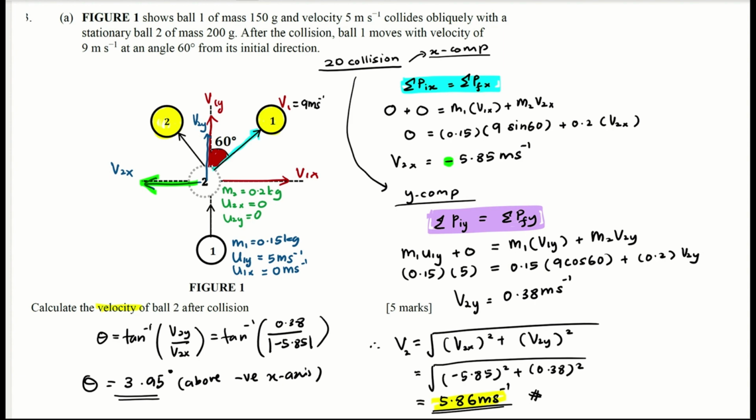Kenapa above negative x-axis? Sebab kat sini tadi V2 dekat sini, V2x. And then this is V2y. So angle dia dekat sini lah. Okay, above negative x-axis. Okay, so then question 3B.